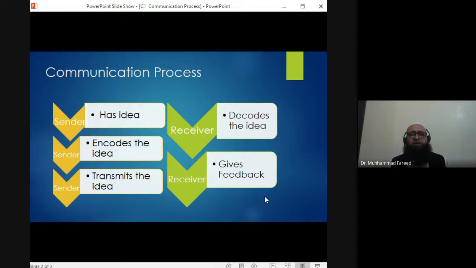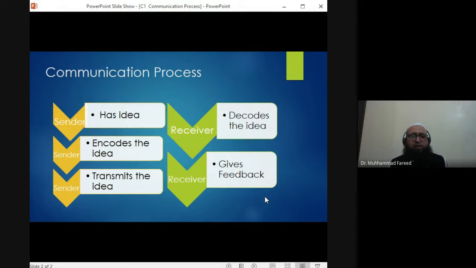Once the receiver has decoded the idea, the receiver has understood the idea, then the receiver gives the feedback. Well, for the feedback, it's not necessary that there should be a formal written feedback, or there should be oral feedback where you use words, you speak about the session. Quite often, if it is an interactive session, or if you are dealing with a physical setup, physical class, or physical audience, their non-verbal feedback is quite often more important than their verbal feedback.